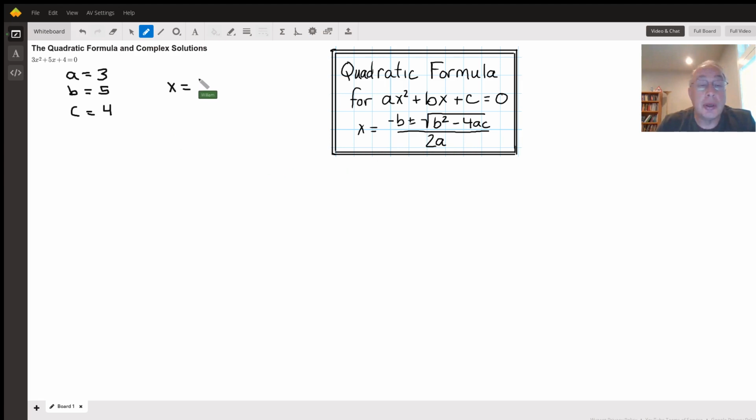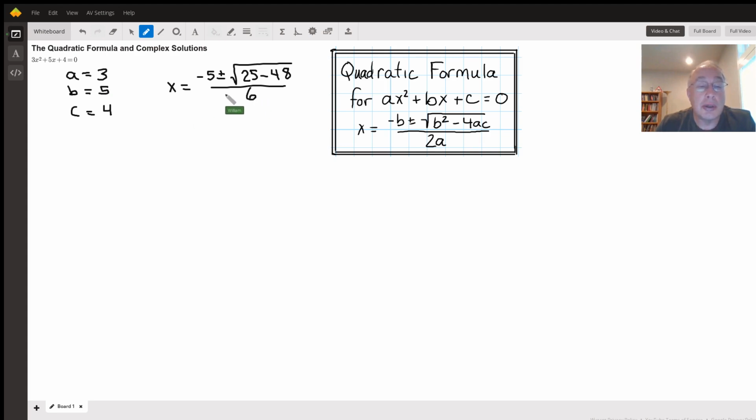So x will equal negative 5 plus or minus the square root of b squared, and I'm going to take a little shortcut here. 5 squared is 25, minus 4 times a. 4 times a would be 12, and times c would be another 4 times 12, would be 48. Divided by 2 times a, which is 2 times 3, is 6.